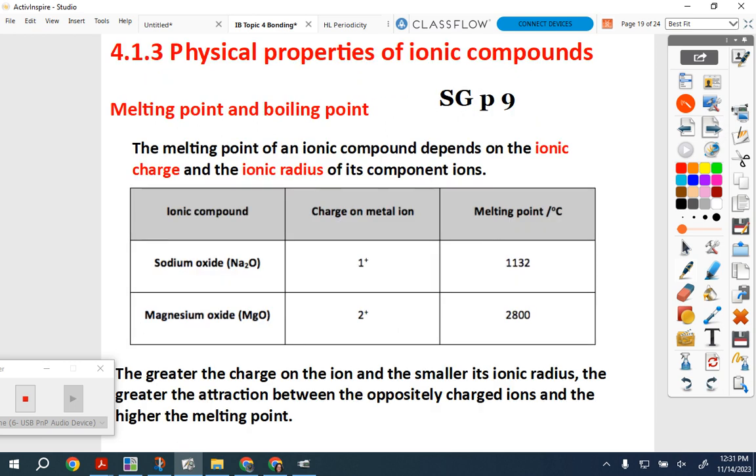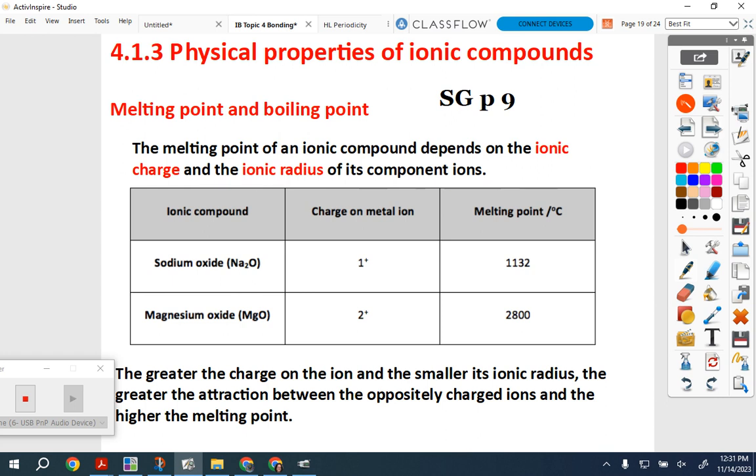Okay, so page 9 in your study guide, it goes into some of the properties of ionic compounds that make them behave, not in reactions so much, but in terms of their physical properties. We talked about this already a little bit when we were talking about the structures of the period 3 elements and their oxides in the previous topic.